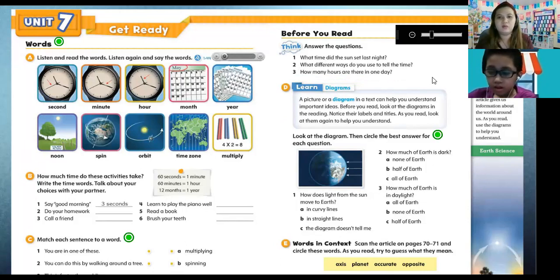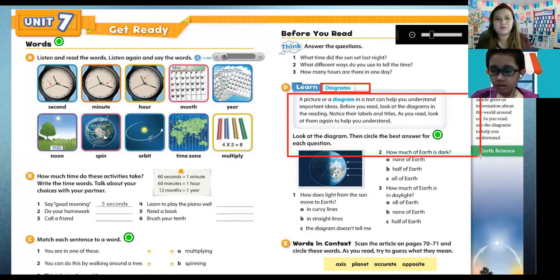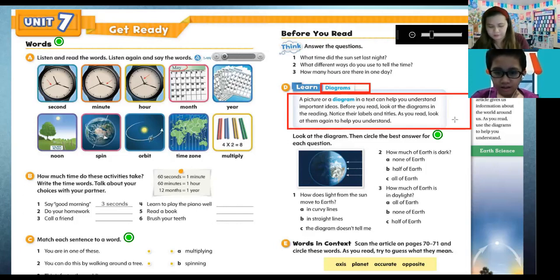Okay, so now let's learn about diagrams. Look here. Can you please read this one? A picture or diagram in the text can help you understand important ideas. Before you read, look at the diagrams in the reading. Notice the labels and title. As you read, look at them again to help you understand.